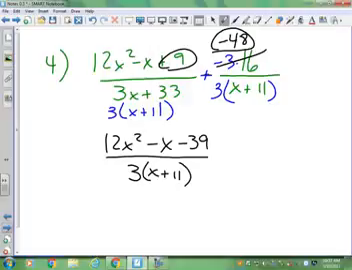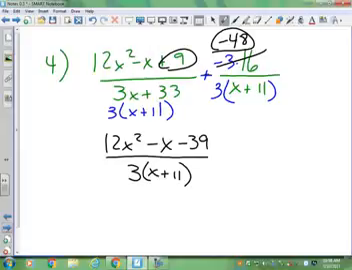Now, I could multiply 12 times 39 and try to come up with some factors that might subtract to make negative 1. Yeah. Nope. It's the 3. Cannot take 3 into anything on the top because the top is a polynomial and the 3 is a monomial. And I keep seeing people do that, and you cannot do that.